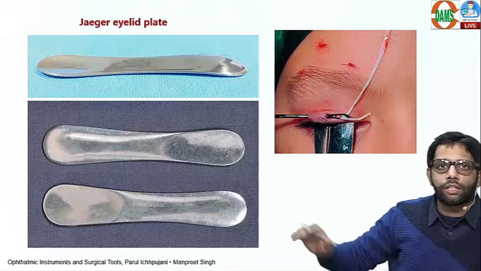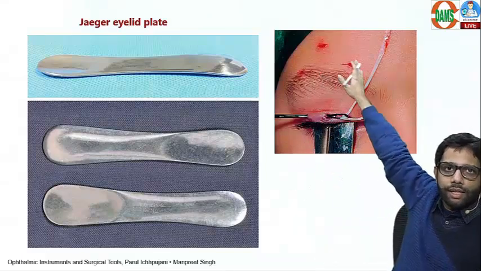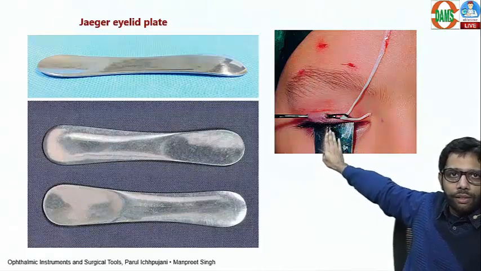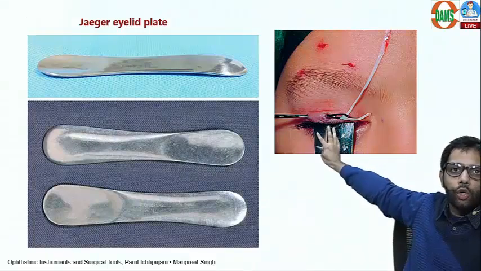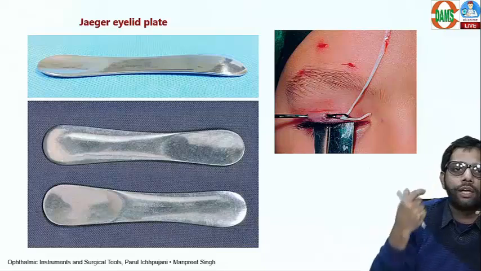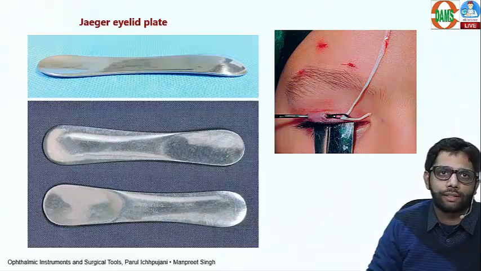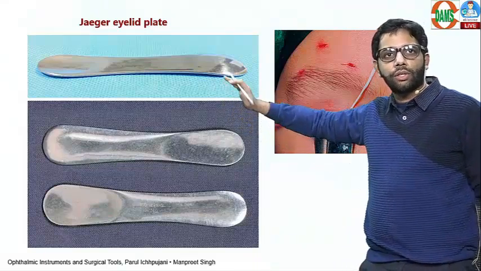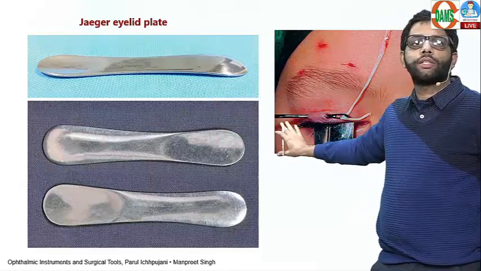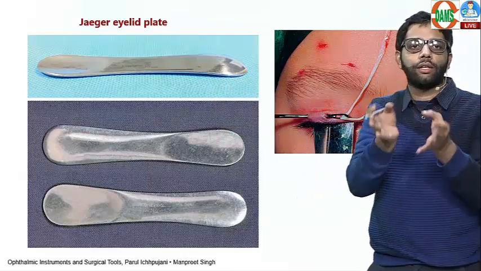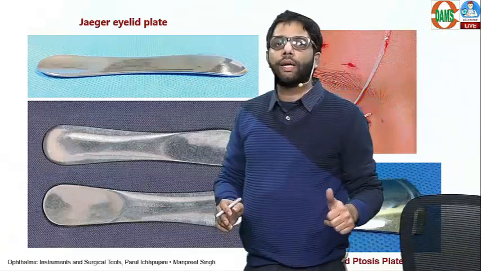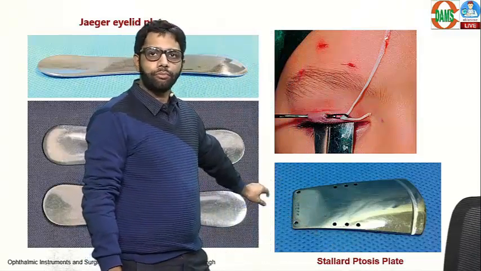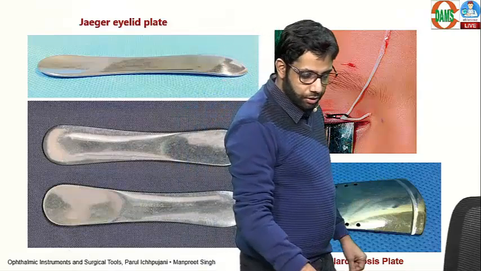Like when you do a sling surgery, you're putting some needle like this, and it is put under the eyelid so that it protects the eye globe, so that if you do an incision, it does not hit your eye globe. So Jaeger's eye plate is this. It is a concave surface. This surface should be going towards the eyeball, because the eyeball is also a circular thing. Similarly, one more plate is there. Just remember the name, to protect the eye globe. That is a Stallard plate for protection of the eye globe during ptosis surgery.